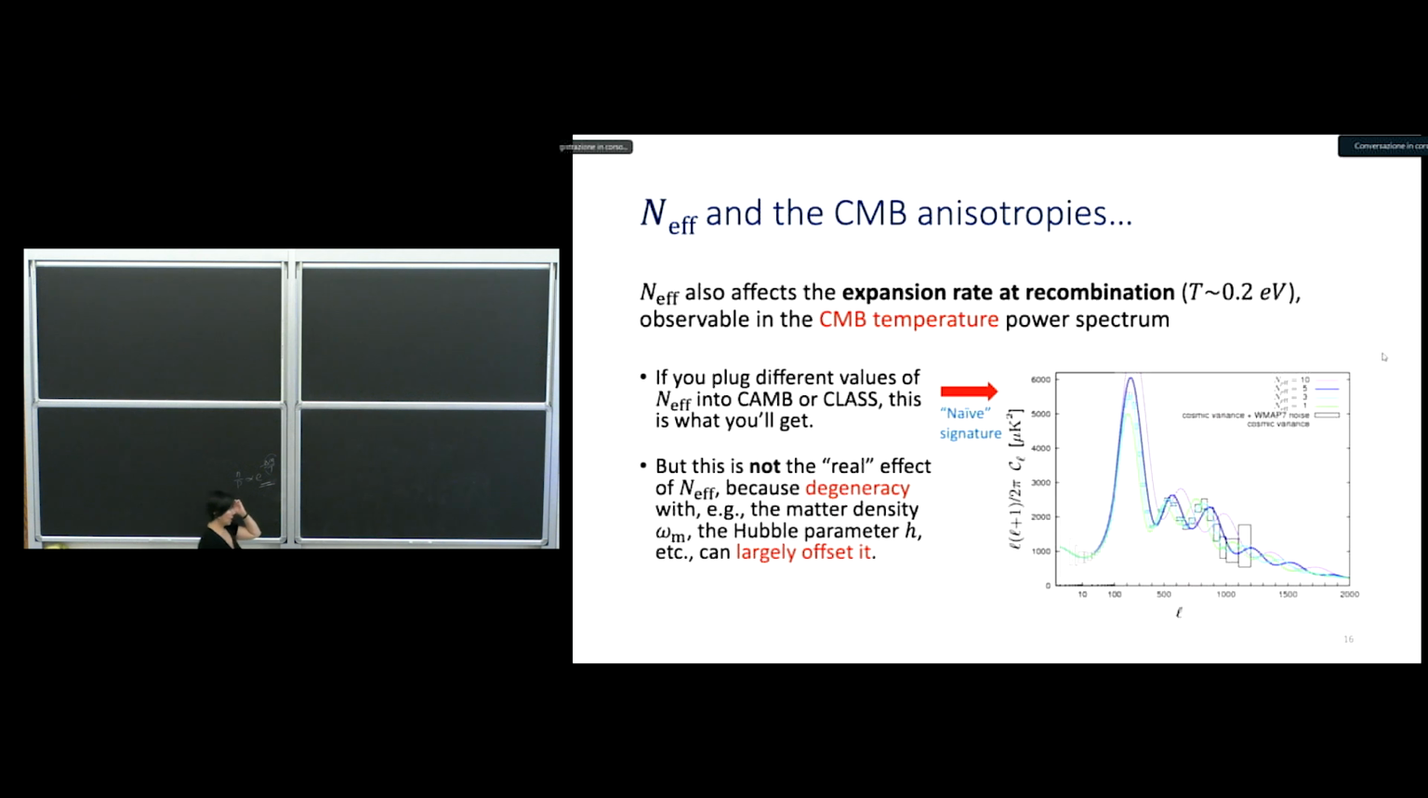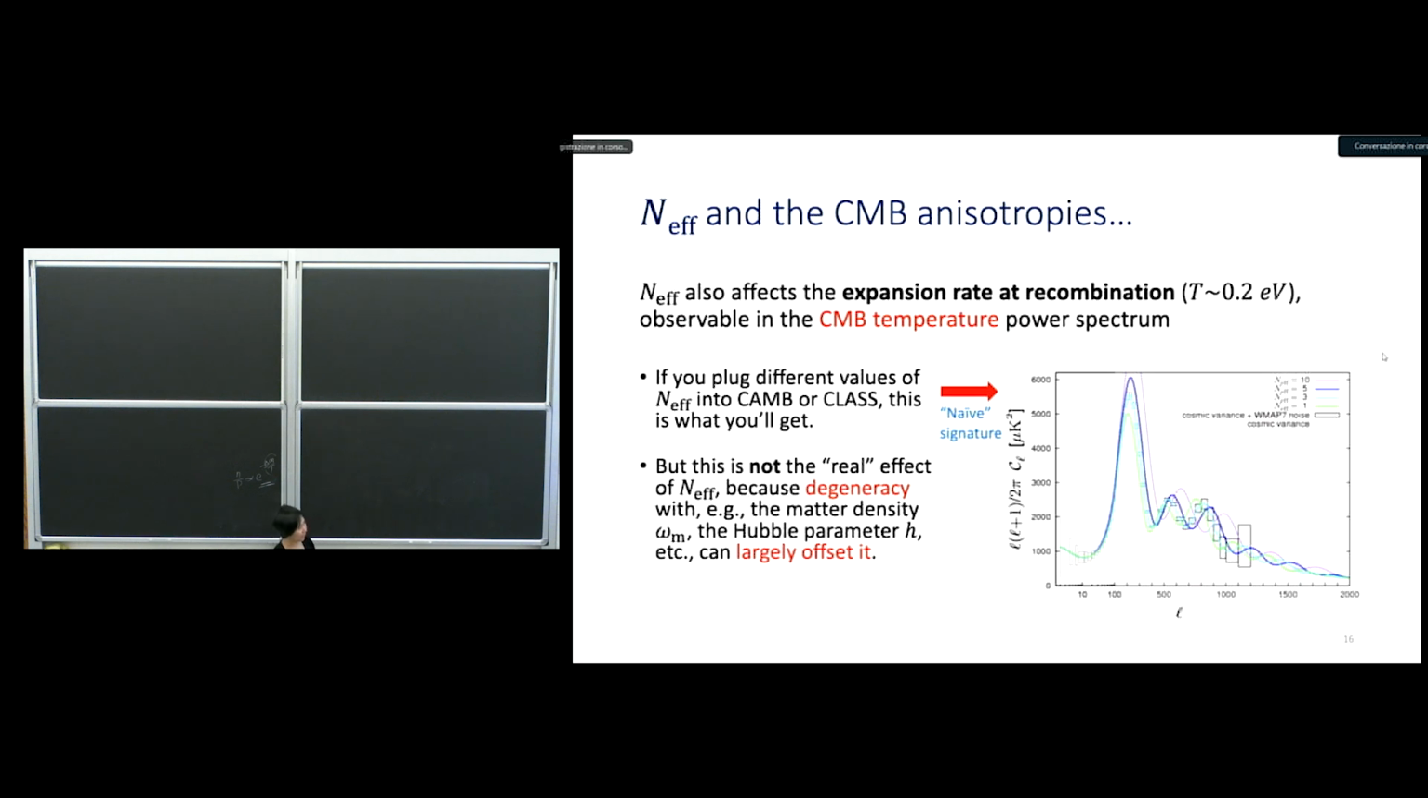Now, some of you have probably played with codes like CAMB or CLASS. These are codes that are used to calculate anisotropies in the matter power spectrum. You can just download them. They're black boxes, but you can just download them. If you go to the initial parameter files and plug in an N effective that is different from 3, then this is what you'll end up getting.